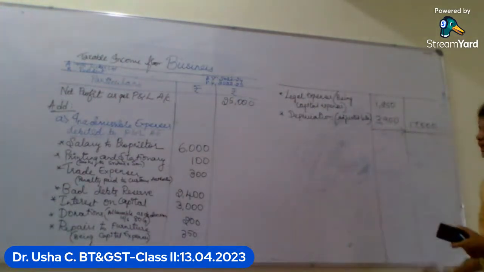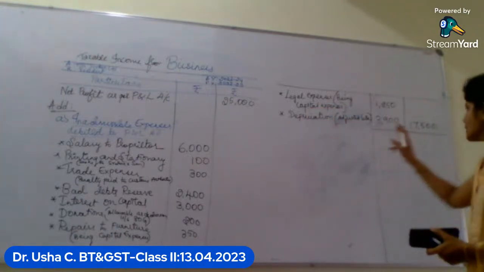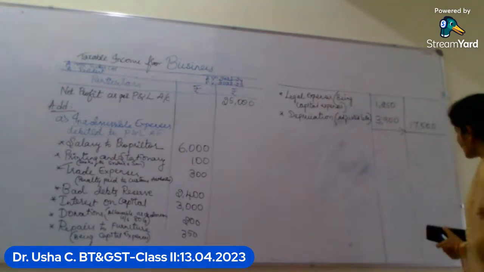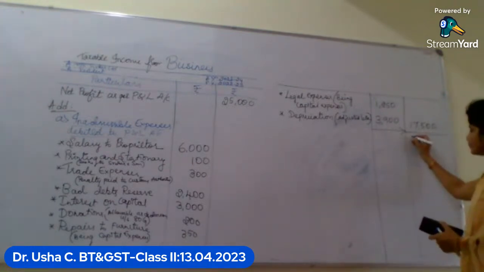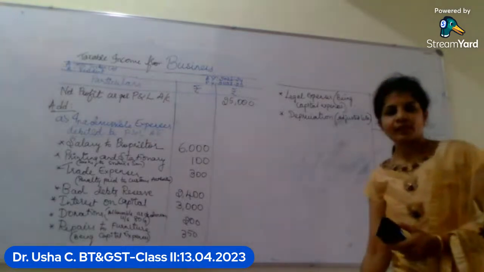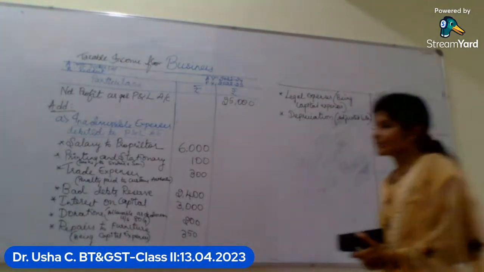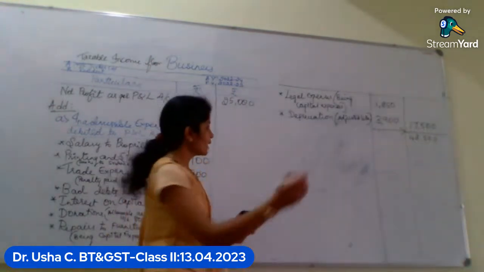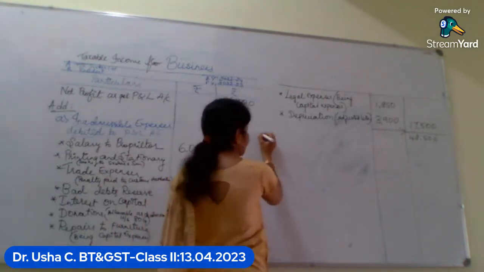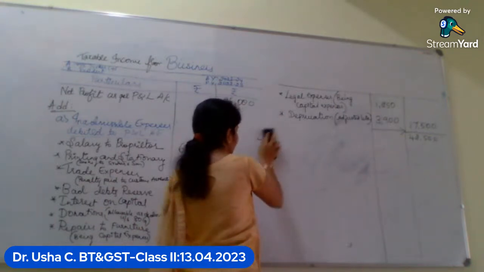What you have to do now? Add this to the amount of net profit. 25,000 plus 17,500. How much is it? 42,500. Correct? Yes, 42,500. For which, what we have to do? You need to deduct. Answer.